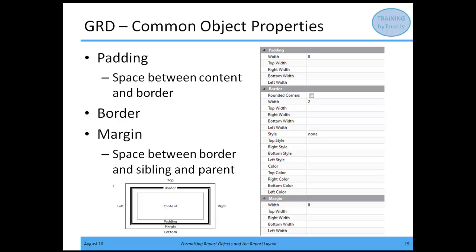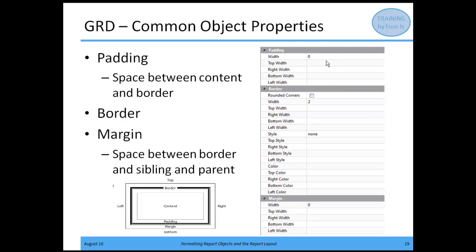The last three sections that are common across all objects are a section that involves the padding properties, a section that involves the border properties, and a section that involves the margin. As you can see in this small image presented here on this slide, we have the padding around the content. The padding would be before the border, and the border would be before the margin.